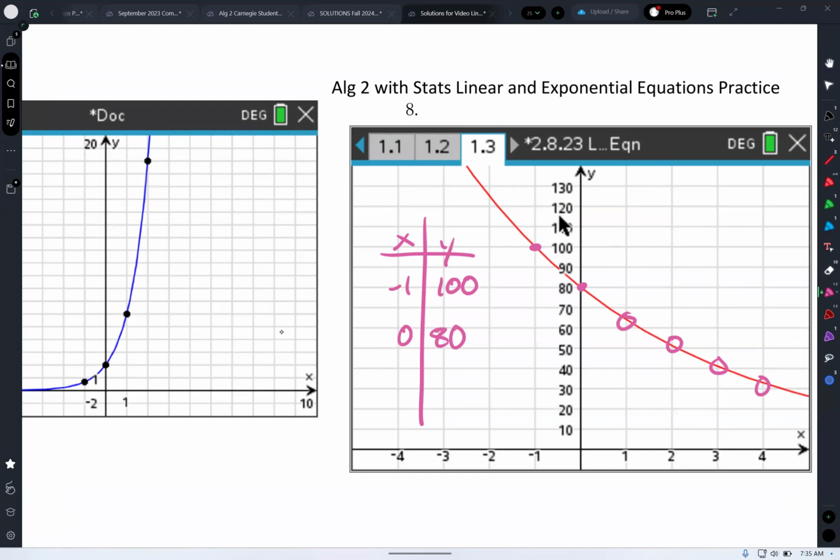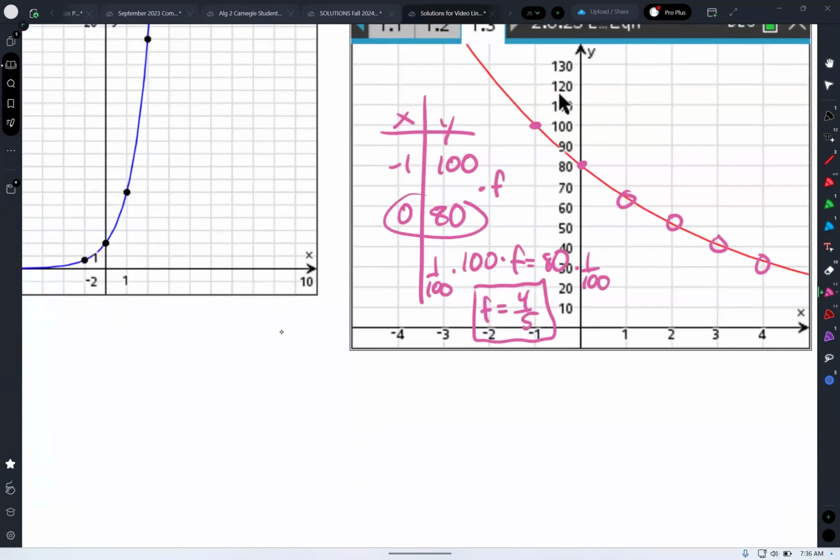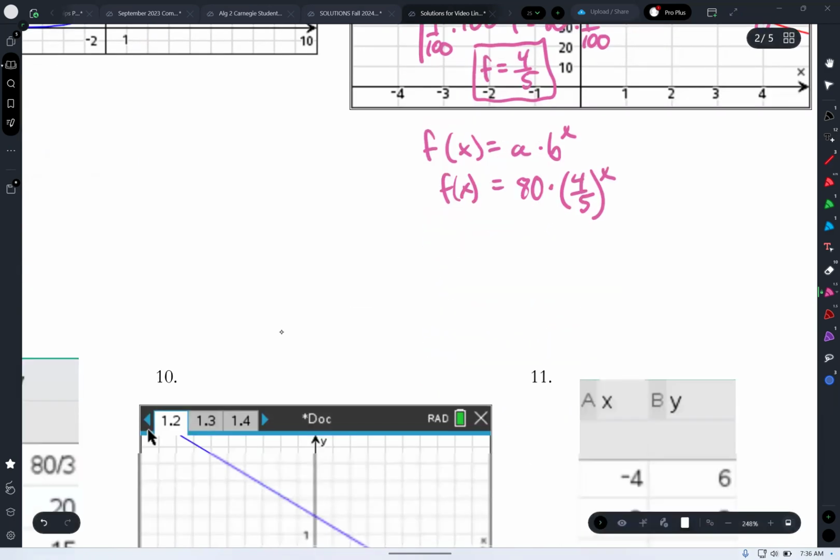And so because I know it's exponential, I know even with just 2 points that are right next to each other, I've got a constant factor. And so 100 times f is equal to 80. Divide by 100. Boom. And then I can clearly see my y-intercept there. And so I didn't go through all the steps that I should show, but I know it's exponential. I would write that out. I would explain it. I can clearly see that my y-intercept is 80 and my constant factor is 4/5. And that's how I got the equation that is on the answer sheet.